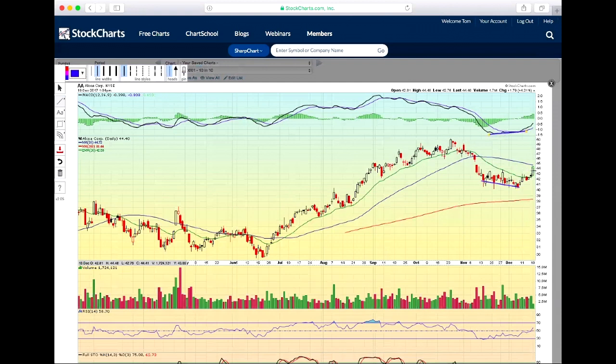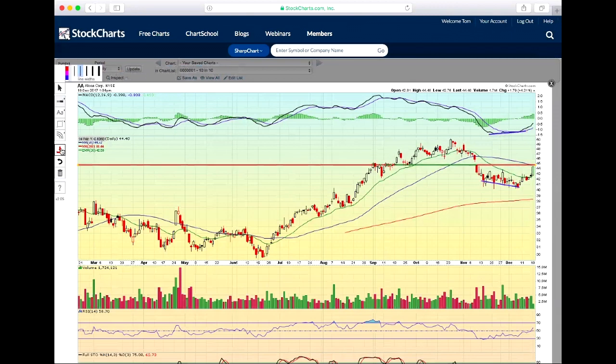So I think AA has got some work to do now to get through gap resistance and the 50-day moving average. So this is one that I think I'd be real careful with. If I was in it, I'd take my money and run and wait and see if I can get a confirmed breakout above the bottom of gap resistance and also that 50-day moving average.